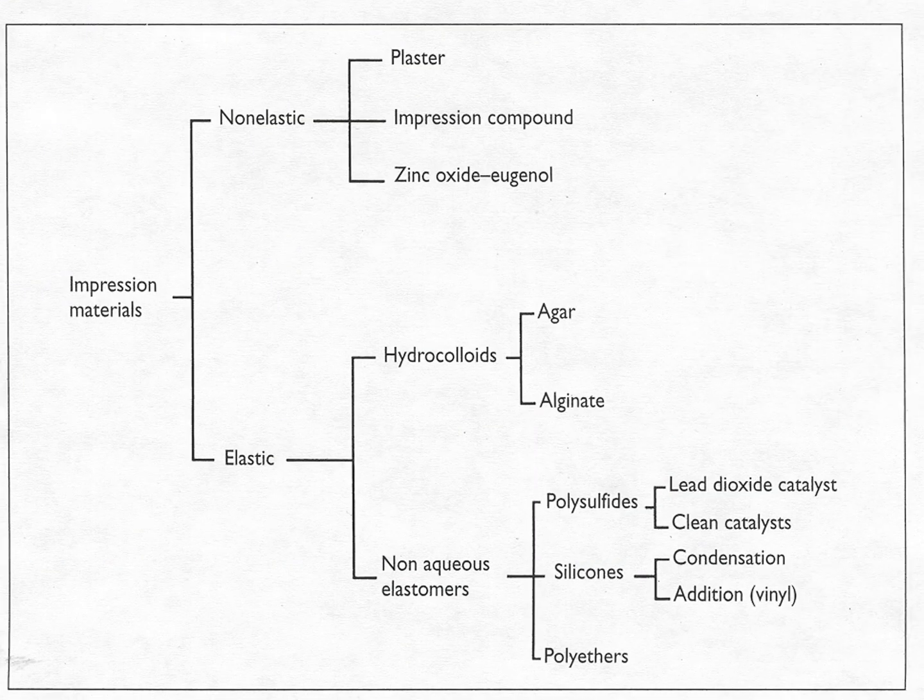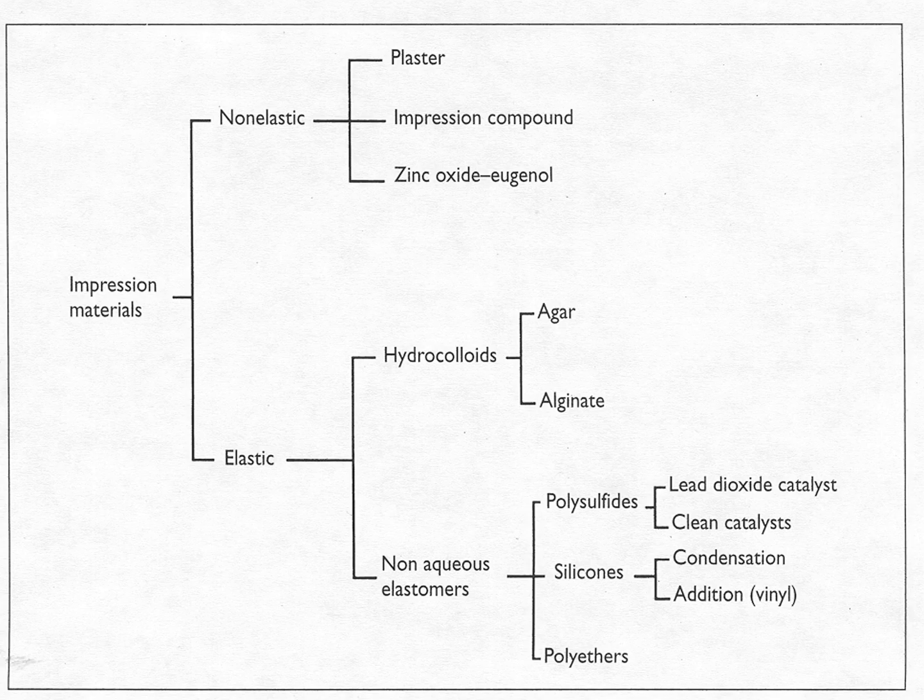For making an impression, we need to use some materials. These materials are broadly classified into non-elastic and elastic impression materials. Under the non-elastic category, there are three materials: impression plaster, impression compound, and zinc oxide eugenol. The elastic impression materials are further divided into hydrocolloids and non-aqueous elastomeric materials.